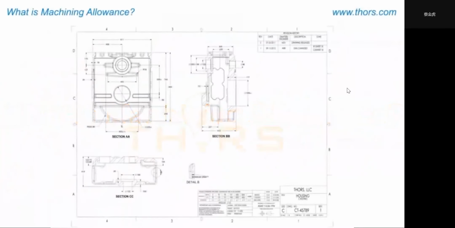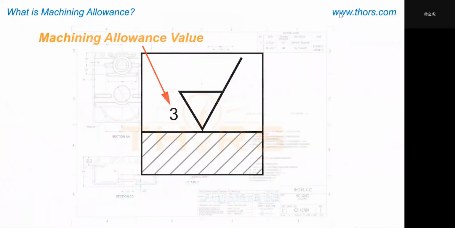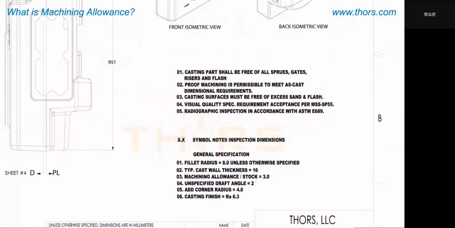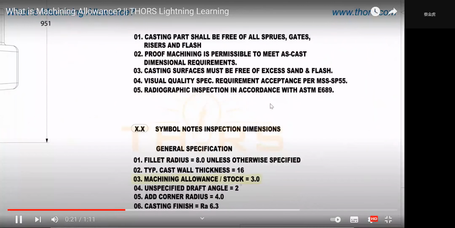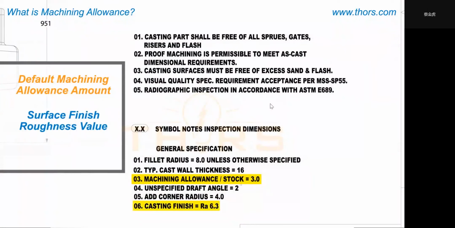The surface to be machined is referenced by a surface finish symbol that indicates material removal is required. This symbol is either accompanied by a machining allowance value or information in the notes section. A machining allowance note will typically provide a default machining allowance amount, surface finish roughness value, or other specification for the surfaces bearing the symbol.